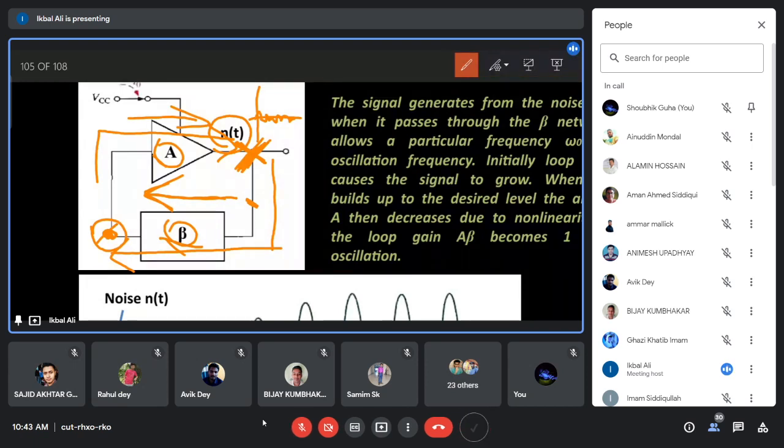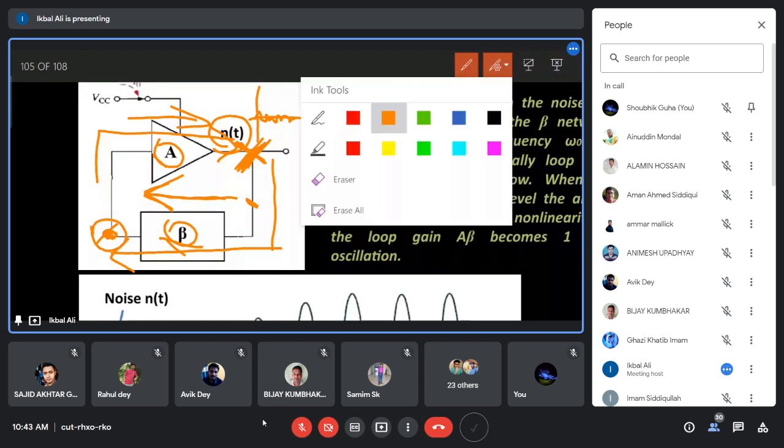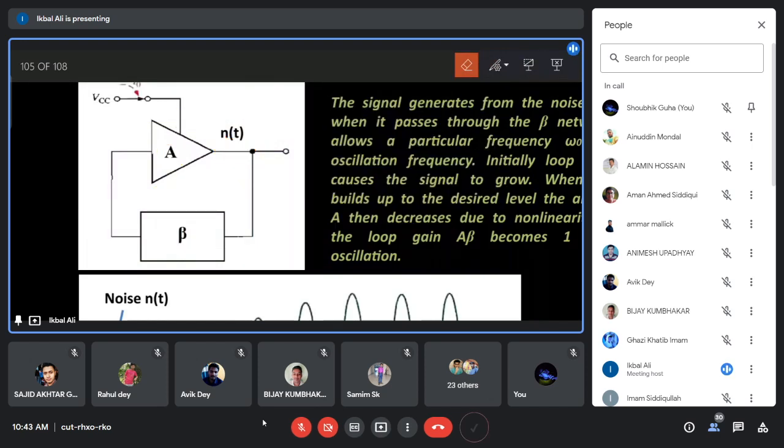So A into beta equal to 1, you have put A beta equal to 1. When the noise signal travels through this loop, it is only multiplied by 1. That is, A beta equal to 1. So it will not be amplified at the output of this signal. You have started from this point and traveled through this loop.